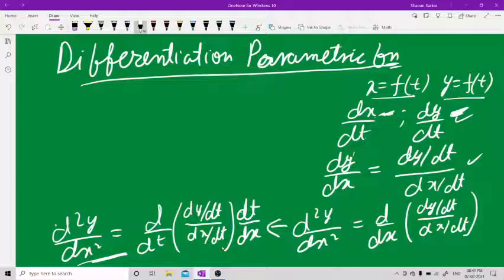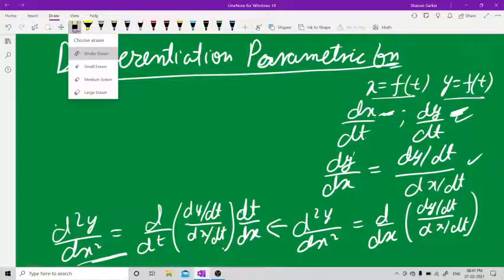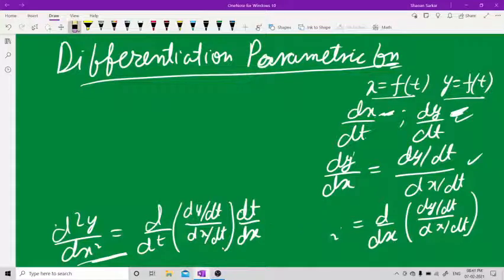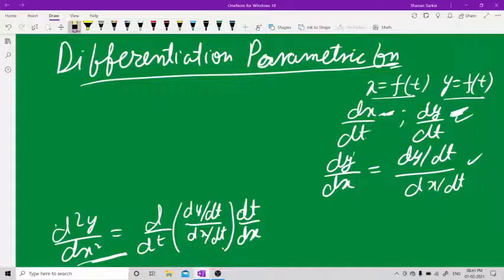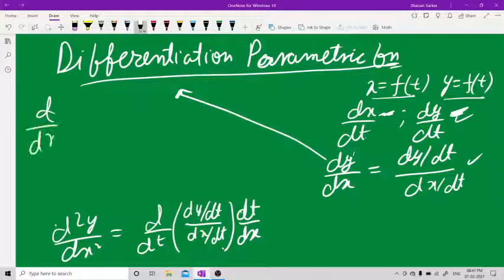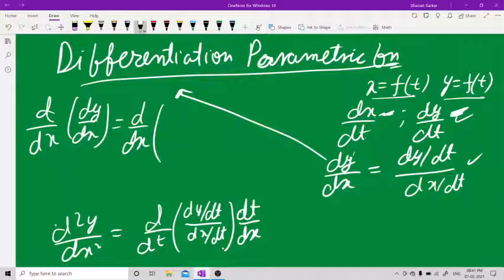So write d/dx. I mean to say, yes, let me write it here. Wait a minute. That would be a better option. I want to find this. So what I'll do is this. I'll write here d/dx of dy by dx. This will be equal to d/dx, let me now remove this line and draw the line like this.